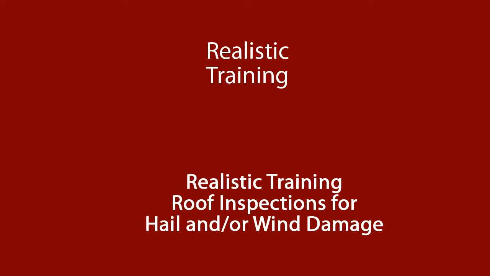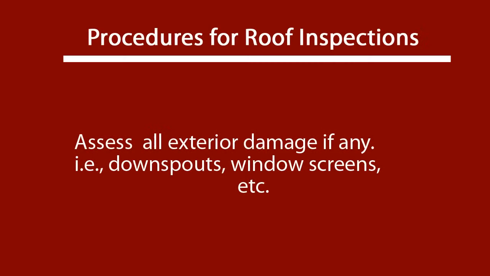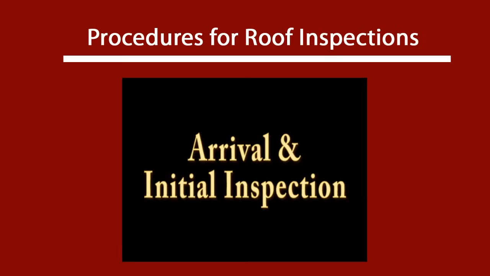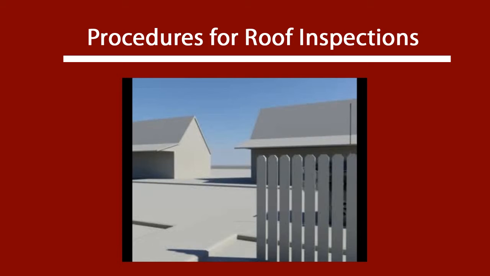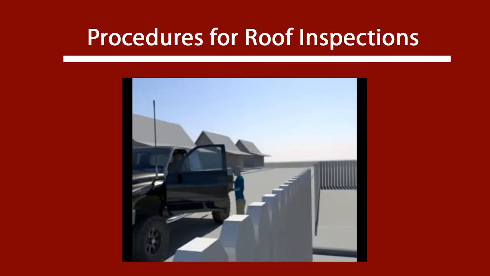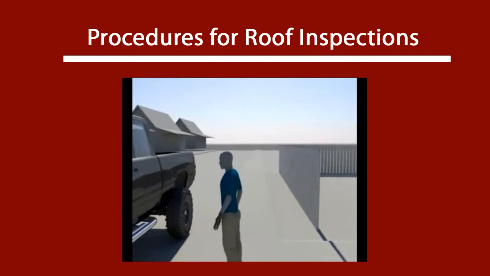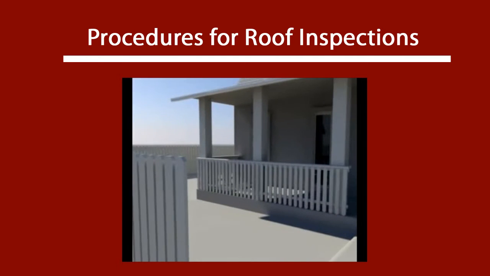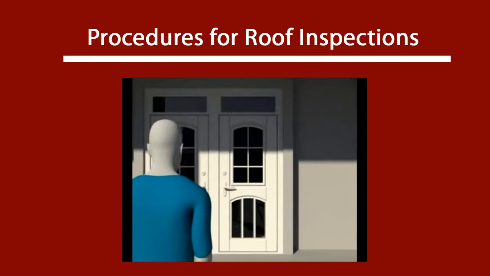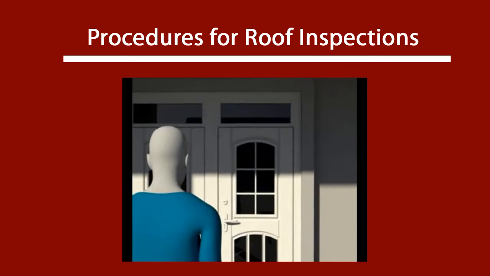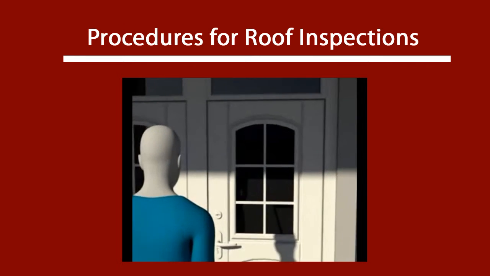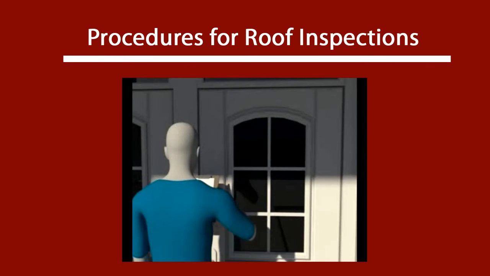This module is roof inspections for hail and/or wind damage. Assess all exterior damage, if any. Check out downspouts, window screens, etc. The first thing you must accomplish when you arrive on the property is to announce your presence to the owner. You must ask for and gain permission to go on the roof.